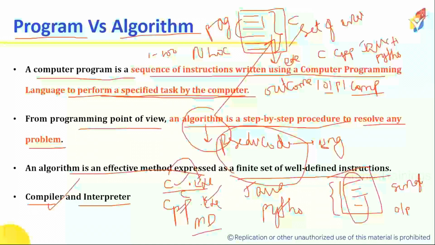Now, Java has both a compiler as well as an interpreter. What is the meaning of interpreter? Statement by statement, I can see the output. In a compiler, after compiling all the logic, only then can I see the output, whereas in an interpreter, I can see the outputs statement by statement. Python is an interpreted language, whereas Java is both compiled and interpreted. Is it clear for everyone?